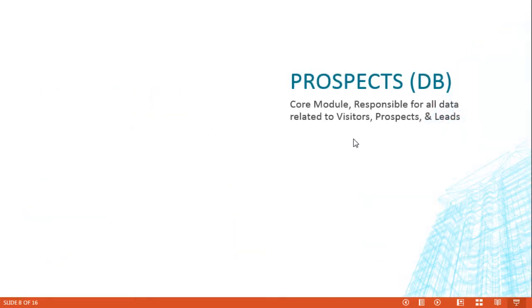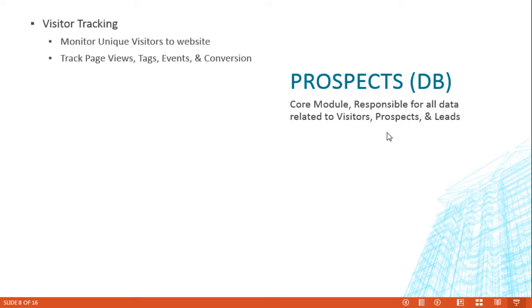So SocioMAuto is broken into modules. The first one, the core module, is the prospects database. It's responsible for all data related to visitors, prospects, leads, and customers. So it tracks visitors, it monitors unique visitors to the website, it drops a cookie on them, it fingerprints them, and anytime they go to your website or interact with content that is yours, emails, even calling in to phone numbers, if you have that integrated, it tracks all of that.